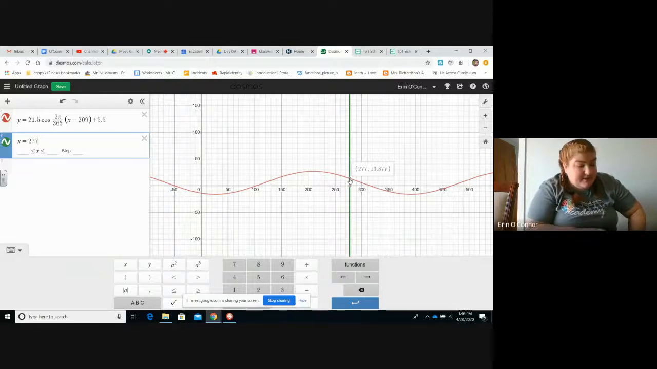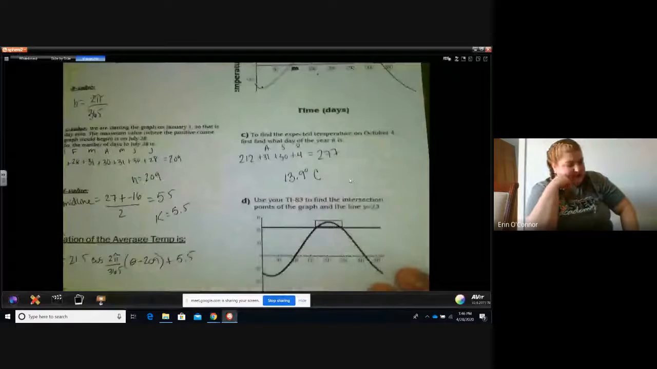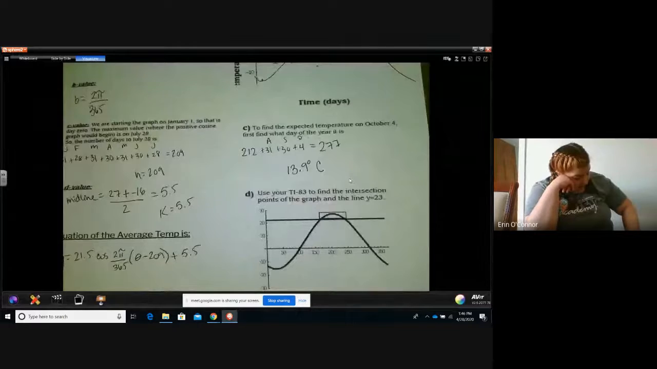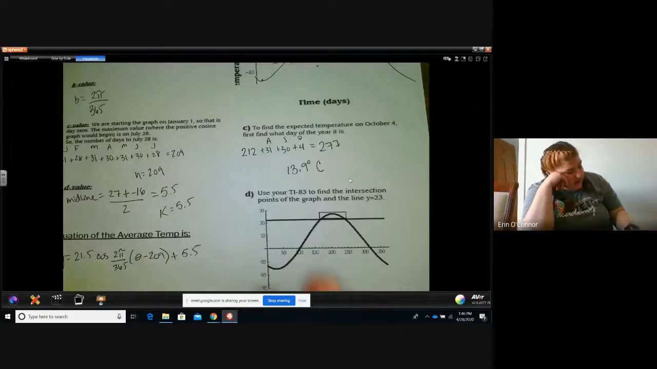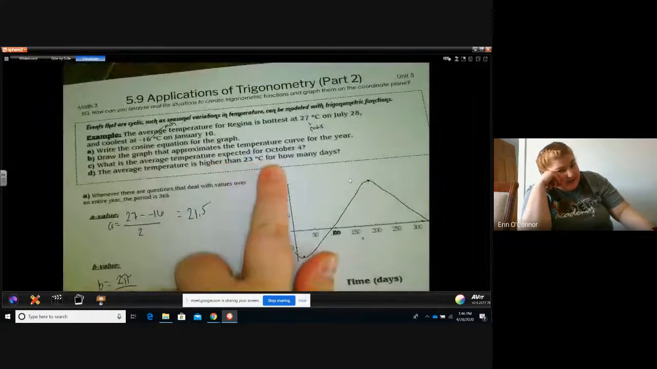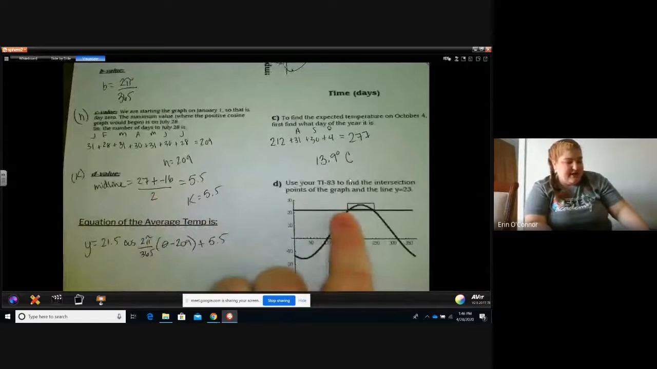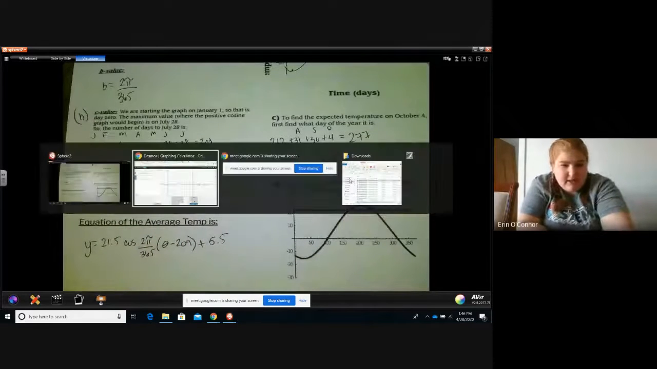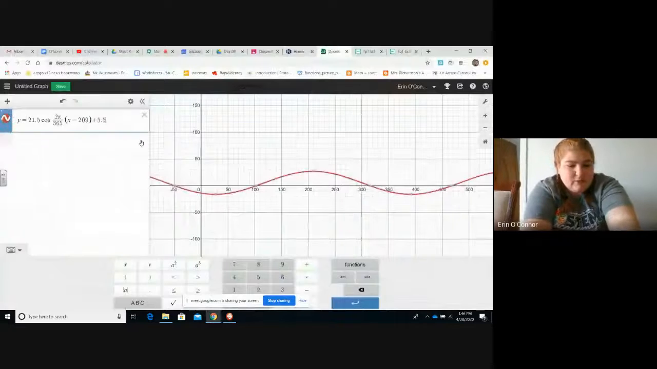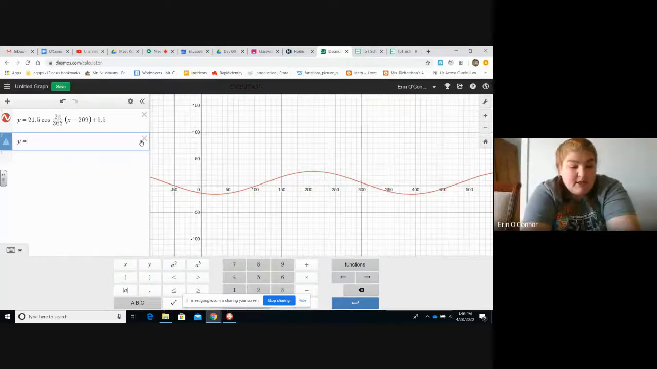And then the next question asks us, using your TI-83, we're using Desmos, that's fine. Find the intersection points of the graph and the line at y equals 23. Because question D says the average temperature is higher than 23 degrees Celsius for how many days? So this whole area up here is higher than 23 degrees Celsius. So I need to know at 23 degrees Celsius, what do I get? So let's look. Celsius is y, so y equals 23. If I can put it in the right spot, y equals 23.